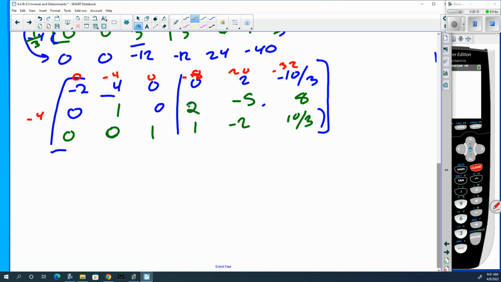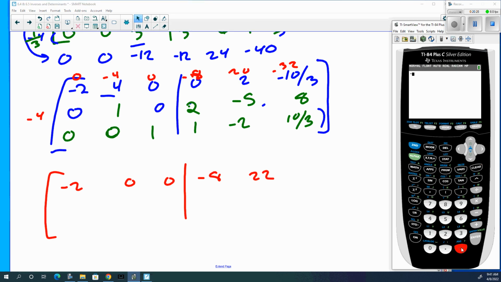Okay, now I'm going to add that to my top row. So then my top row becomes negative 2. Negative 4 plus 4 is 0. 0 plus 0 is 0. Negative 8. 20 plus 2 is 22. And then negative 32 minus 10/3. I think that says negative 106/3, hopefully.